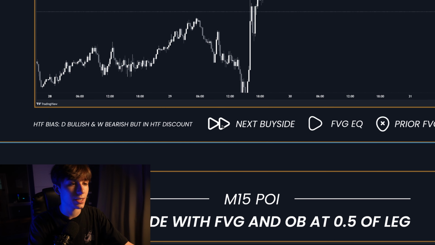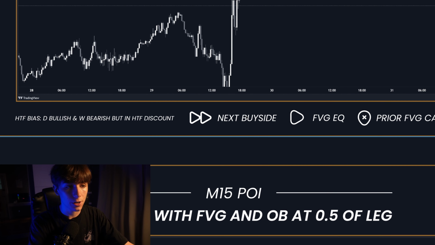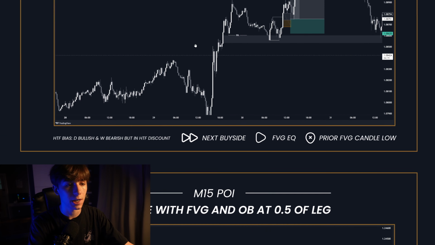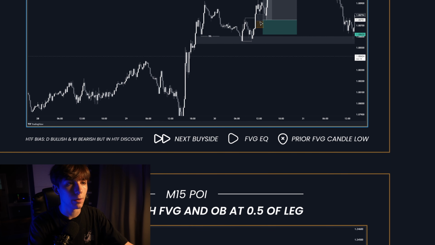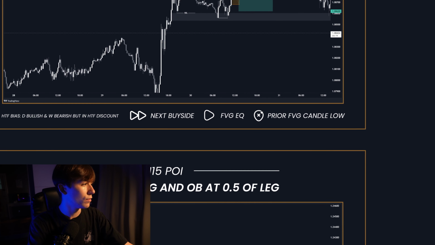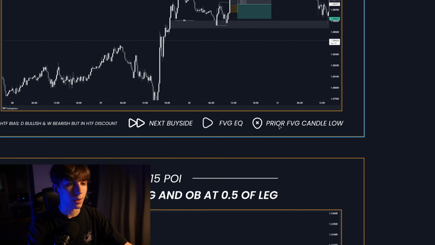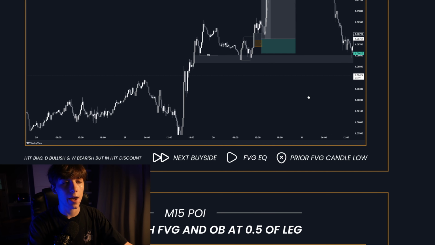So then this symbol right here is indicating the targets. So it was the next buy side, like you see right here. Then this is my entry, which is the fair value gap equilibrium, so the 0.5 of the fair value gap. And then this is basically a symbol for my stop loss, and the stop loss is placed at the prior fair value gap candle low.